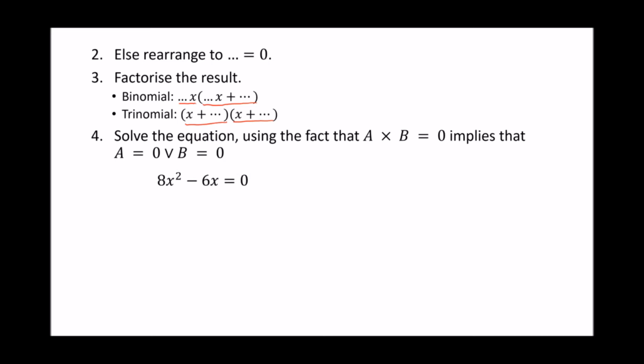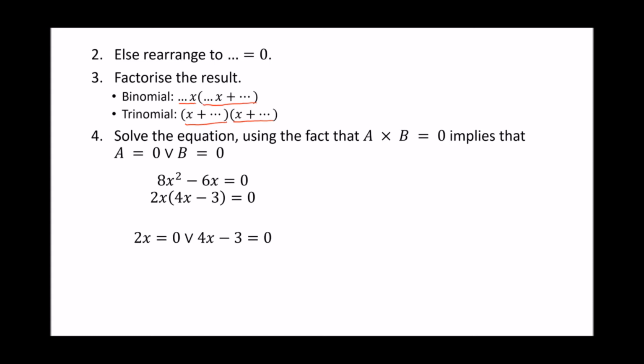First of a binomial, we only have two terms, one with x squared and one with x. So we have a binomial on our hands. To factorize, we see what the largest factor is we can take out. In this case, that's 2x. So we get 2x times 4x minus 3 equals 0. Using that final rule, we get that 2x equals 0 or 4x minus 3 equals 0.